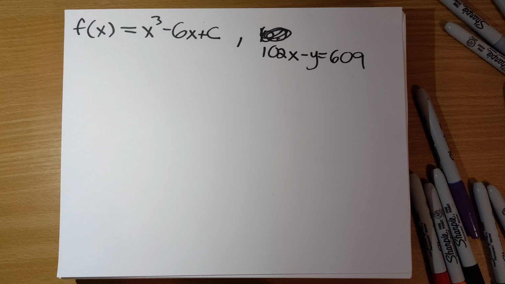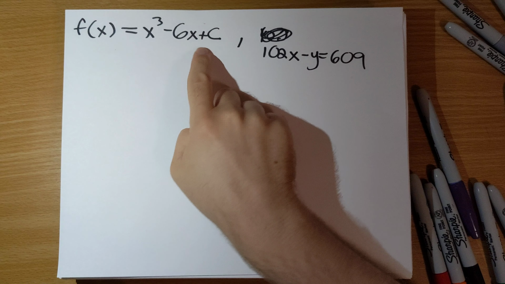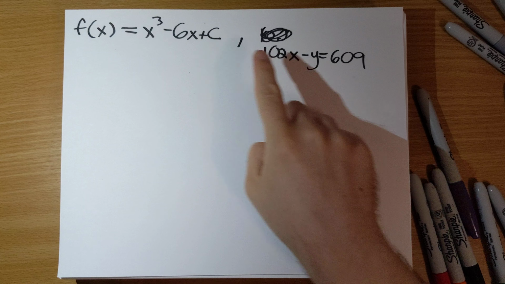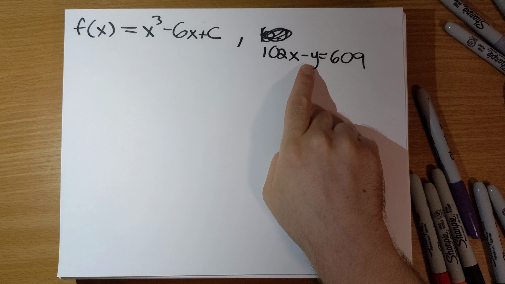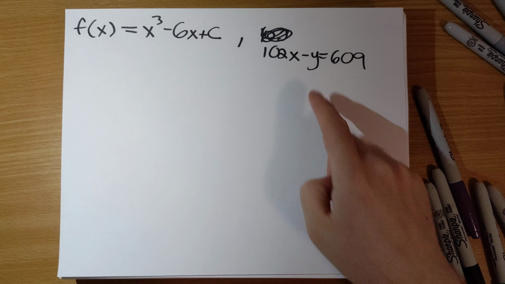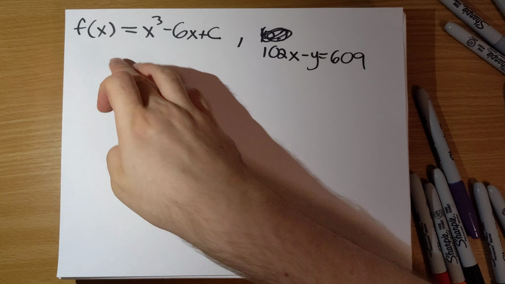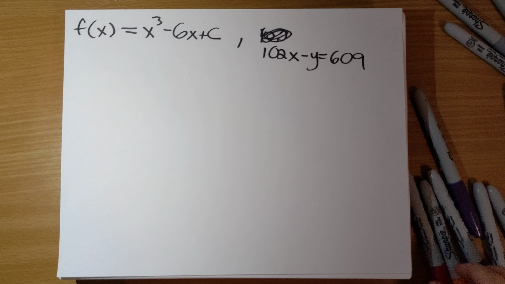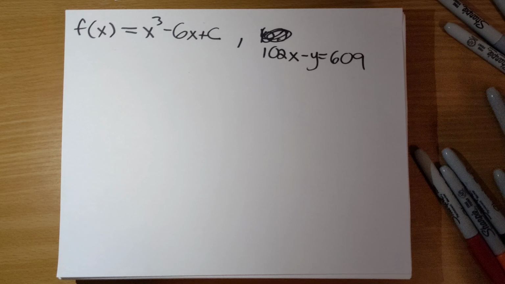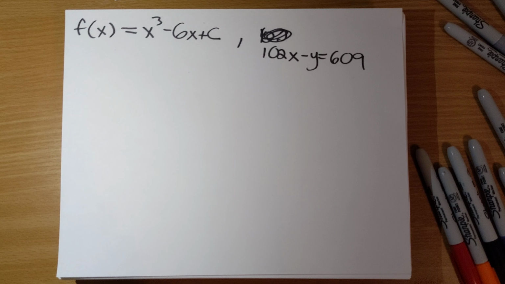Problem number 10. We have a function of this form. C is a constant. We're given that the line 102x minus y is equal to 609 is tangent to the graph of this function here at some point P in the first quadrant. First part here is saying, what's the value of f prime of x at the point P?